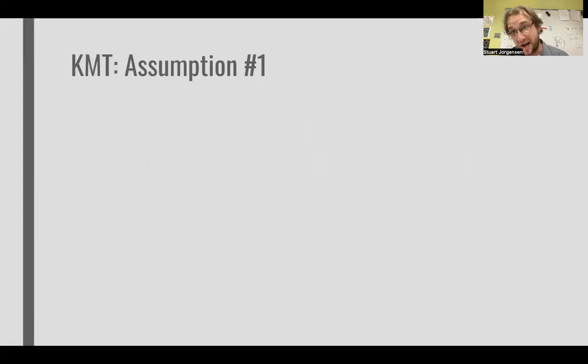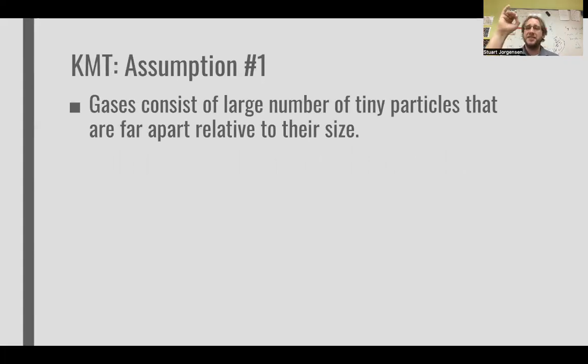Cool. So, our assumptions of our kinetic molecular theory. Our first assumption is that our gases are made up of a huge number of particles that are far apart relative to their size. When we think about a sample of a gas, we've got teeny tiny particles way far apart as they're moving around in space.